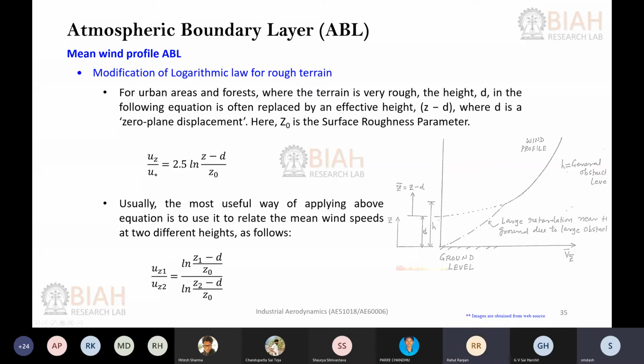So in other words, we can say that in the displacement plane we have no effects of surface roughness. All our calculation is above your displacement plane. You can understand it in this way also.